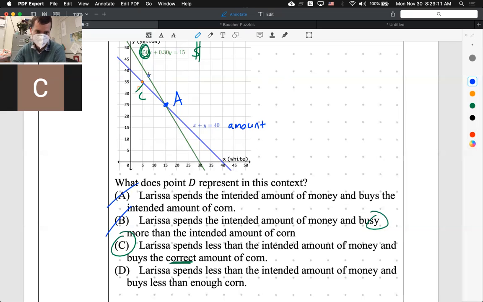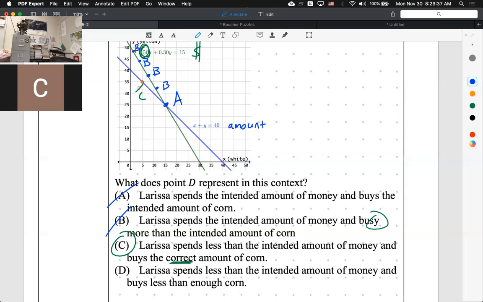I could put B here, here, and here. All of those would be solutions for B, anywhere on that line. We already know where C is. And then what about D? Larissa spends less than the intended amount of money and buys less than the amount of corn, which means I'm not on either line. She did not buy the exact amount.